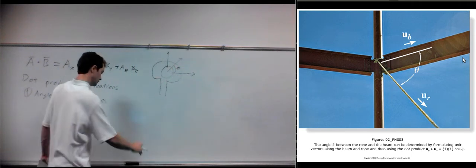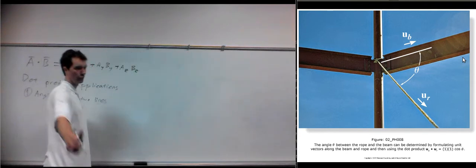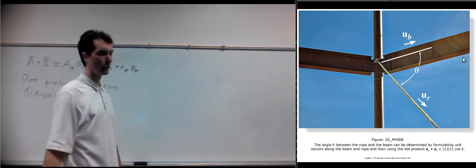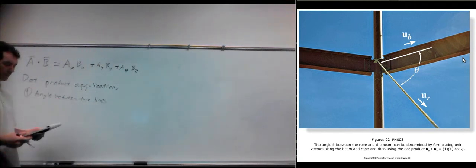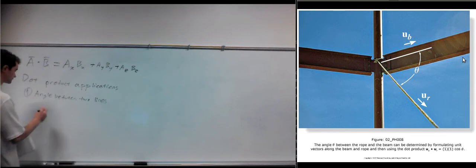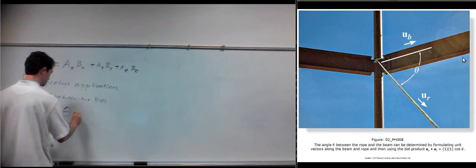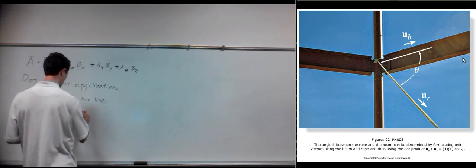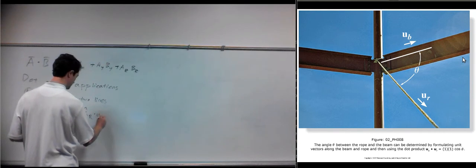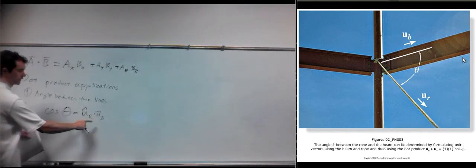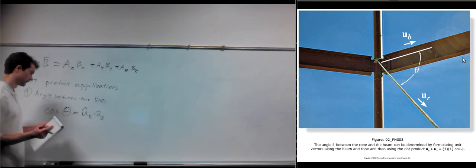That's one possible application. So we might know the direction vector UR for the rope and UB for the beam, and we can use the dot product to find that angle between the two lines. And so we have this equation, cosine theta is equal to the dot product of the direction vectors. These have got to be direction vectors of magnitude 1, otherwise this equation won't hold.